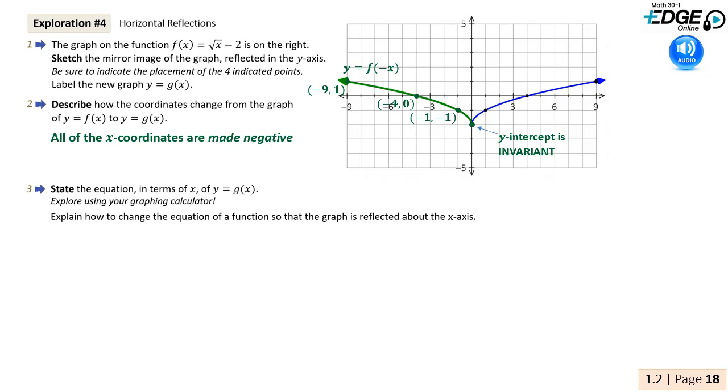So again, we will describe the effect of a horizontal reflection as one which makes all the x-coordinates negative. Otherwise said, it multiplies all x-coordinates by -1. The mapping rule is that the point (x, y) becomes (-x, y).